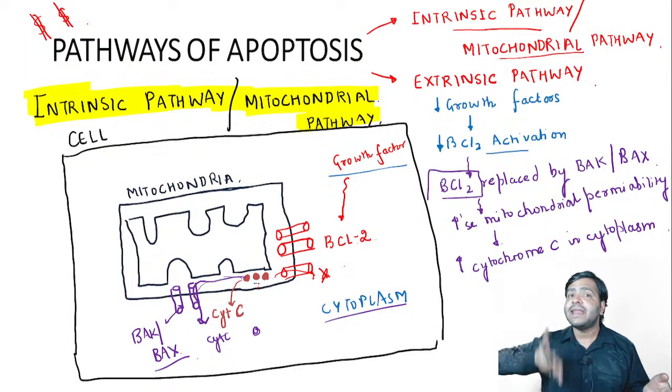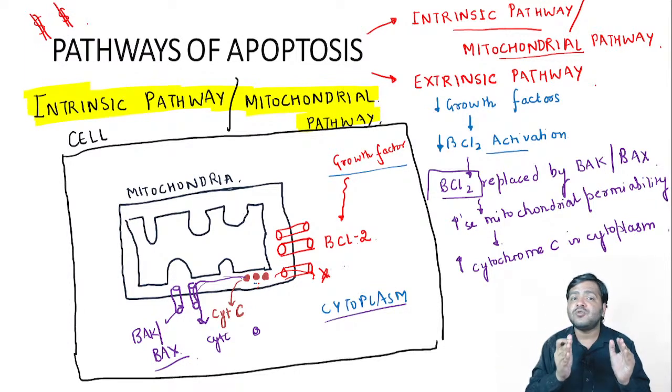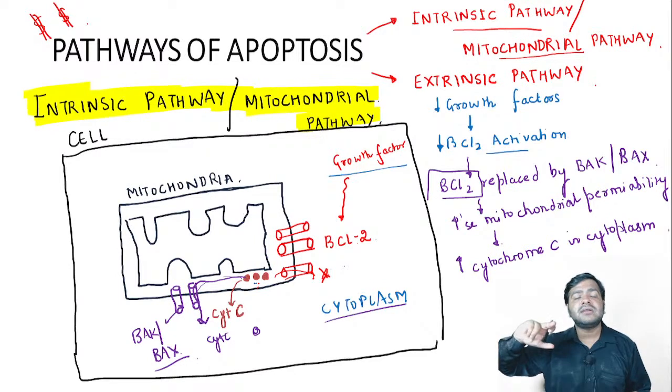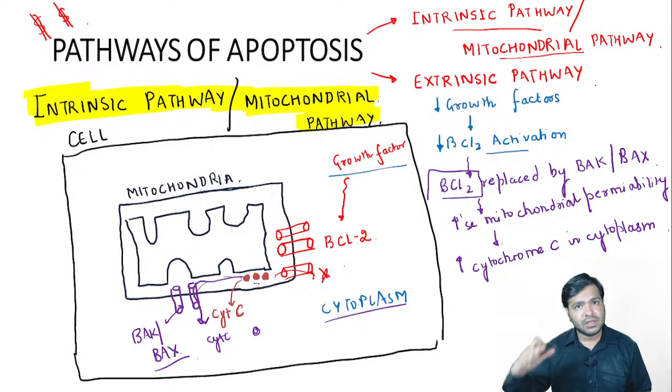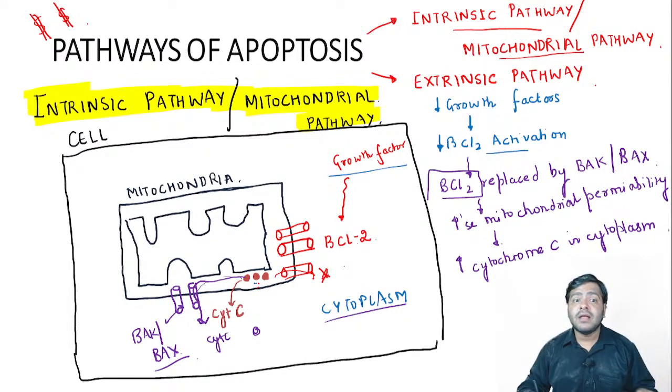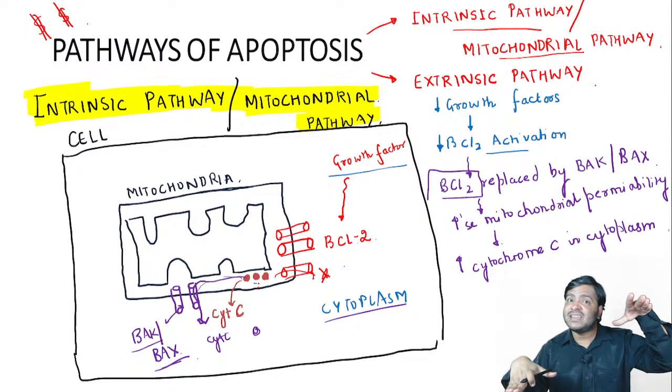BCL2 was acting like a gatekeeper to stop the cytochrome C leakage into the cytoplasm. Due to the lack of growth factors, there is dysfunction of BCL2, or a decrease in the number of BCL2. Ultimately, BCL2 decreases. What will happen? The other apoptotic genes, that is BAK and BAX, will start functioning more. Okay, there's a balance now. One starts decreasing, the other one will increase in number.